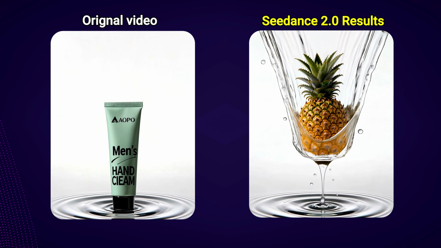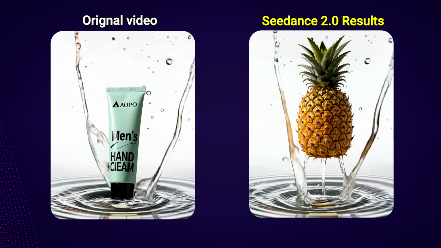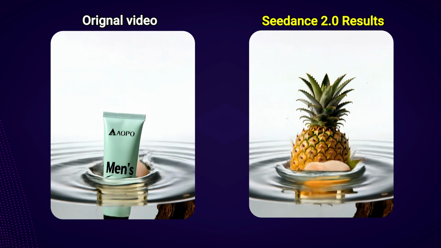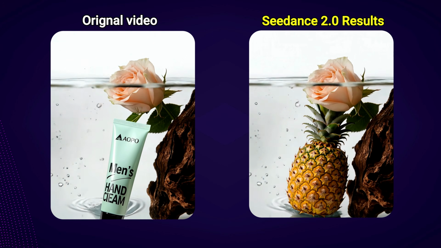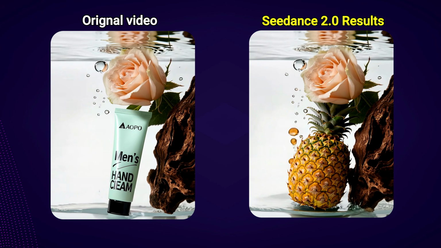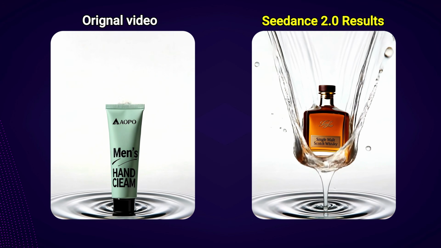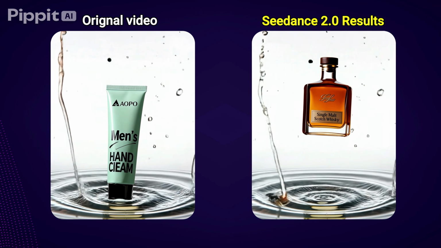Next, you can replace a specific object inside a video without affecting anything else. Instead of reshooting or manually compositing, you describe the change in text, and the object is updated while the rest of the video remains untouched.